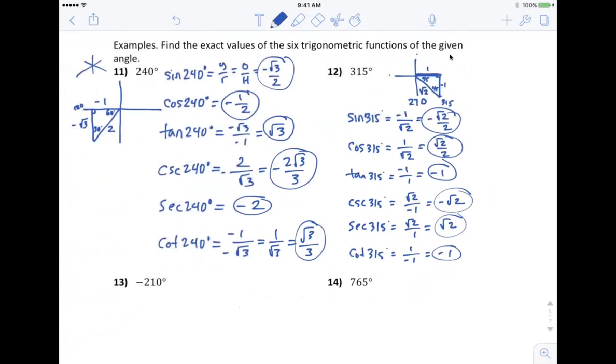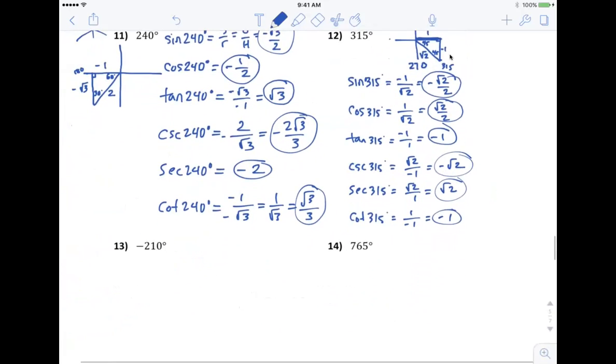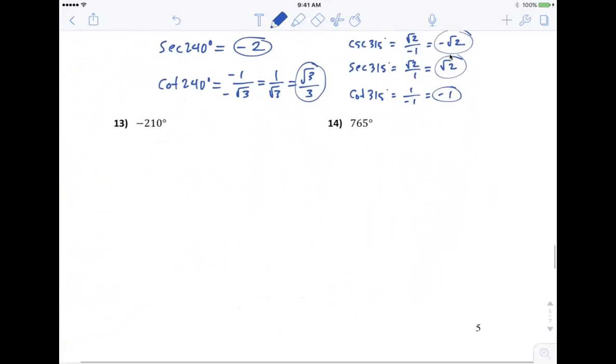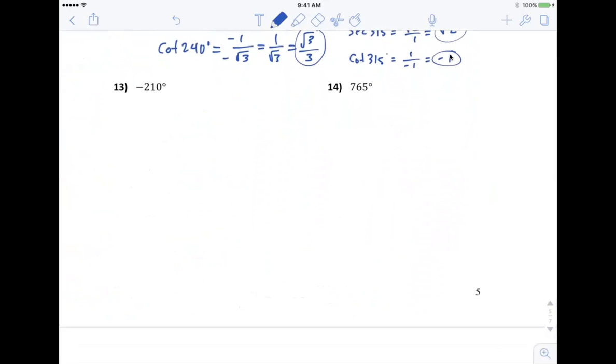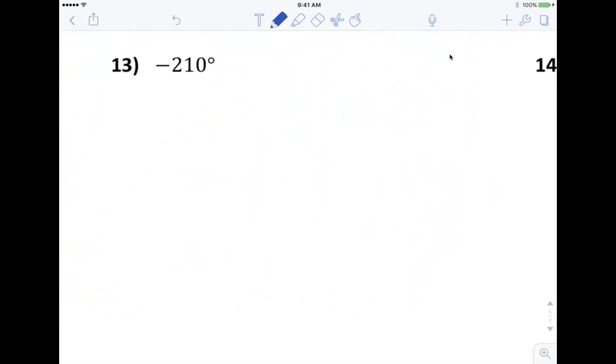All right, so I think we've got this going now. I would encourage you to practice with these other two and just try them on your own. But before you do that, let's just draw them, because that's the key, right? So -210, it's going to be 180. Notice we're going clockwise, and then 30. So there will be a -210 right there.